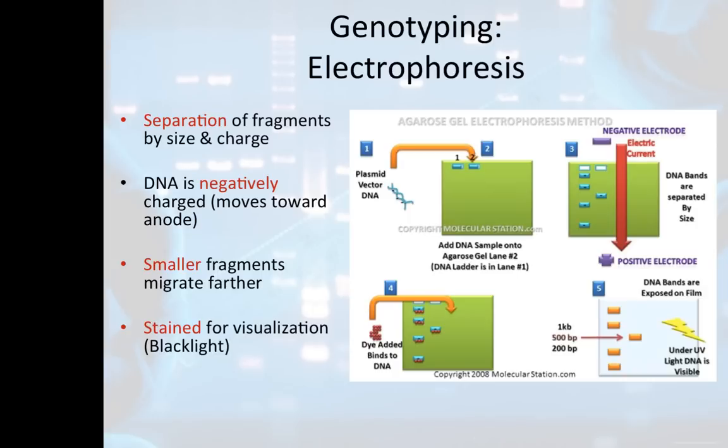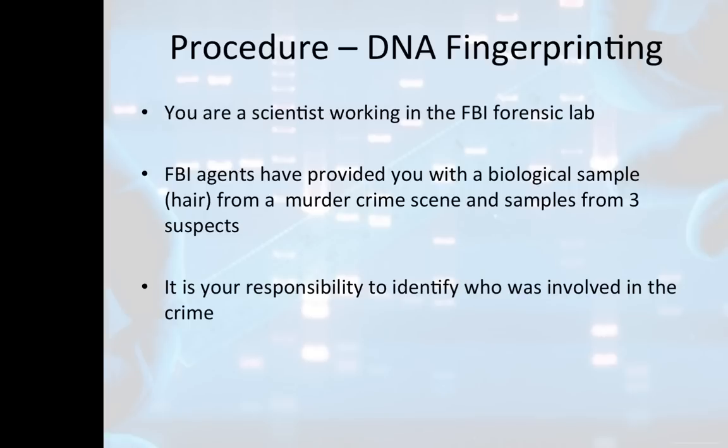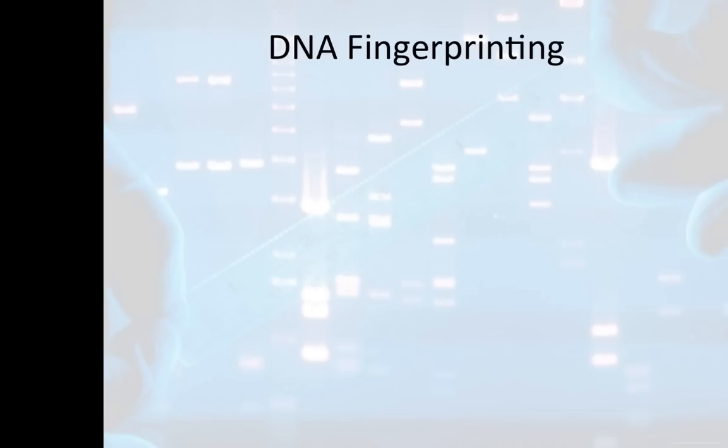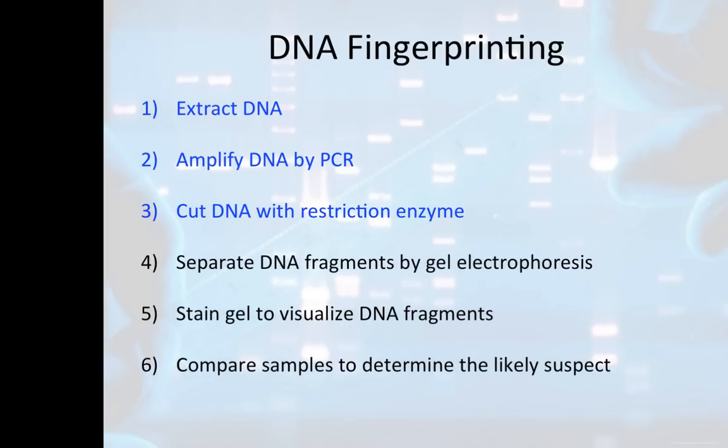Well, you get to do this in lab right here in B191. Here is the scenario. A crime has been committed. You are a scientist working in the FBI forensic lab. FBI agents have provided you with a biological sample, hair, from a murder crime scene and samples from 3 suspects. It is your responsibility to identify who was involved in the crime. Steps 1 to 3 of this process have been done for you in the forensics lab already. DNA has been extracted from the samples, amplified using PCR, and cut into fragments with the restriction enzyme. You have to separate the fragments via gel electrophoresis, stain the gel, and compare samples to identify the suspect.